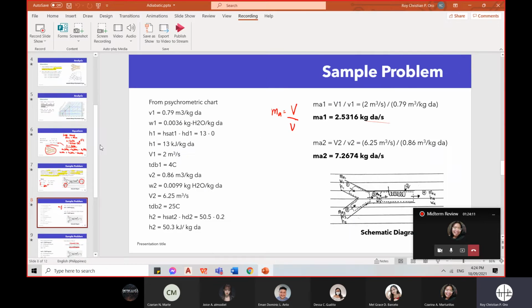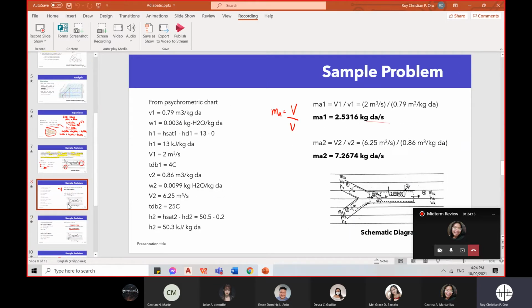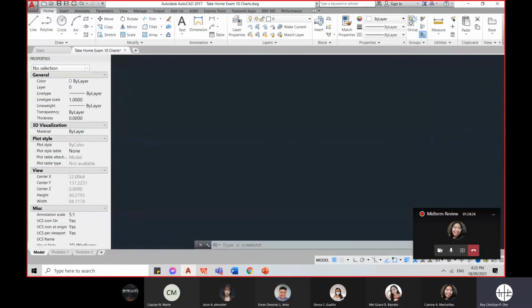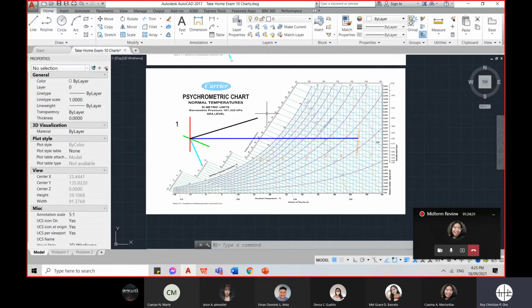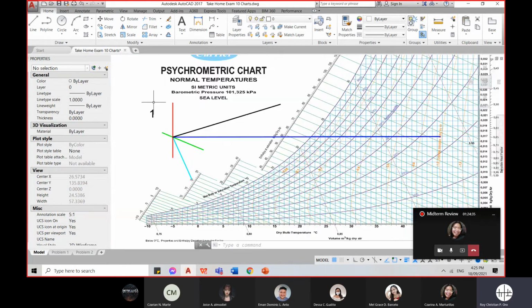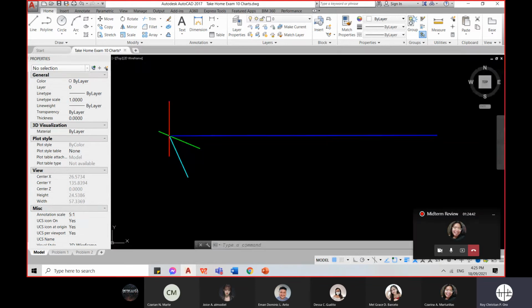So now, I will discuss how I get the values using the psychrometric chart, but before that, are there any questions? I think there are none. So I will use the psychrometric chart to plot. We know the states 1 and 2 since at least two of their properties are given, right? So let's start with state 1.